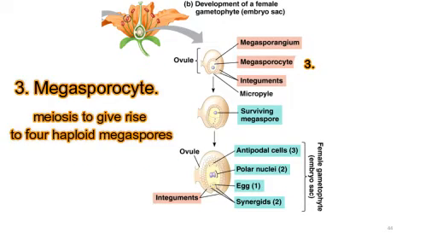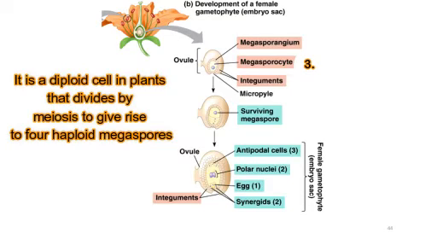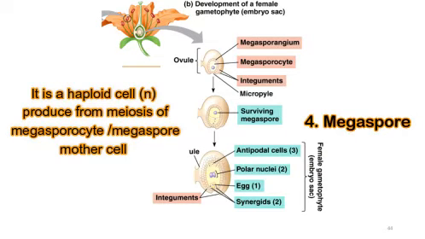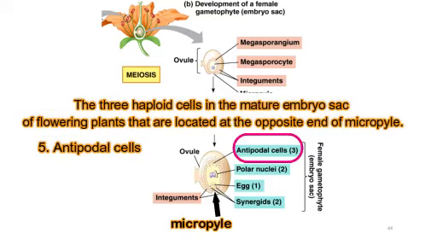Third is megasporocyte. It is a diploid cell in plants that divides by meiosis to give rise to 4 haploid megaspores. The next is megaspore. It is a haploid cell which is produced from the meiosis of the megasporocyte, which is also known as the megaspore mother cell. Next, antipodal cells. They are the 3 haploid cells in the mature embryo sac of flowering plants that are located at the opposite end from the micropyle.